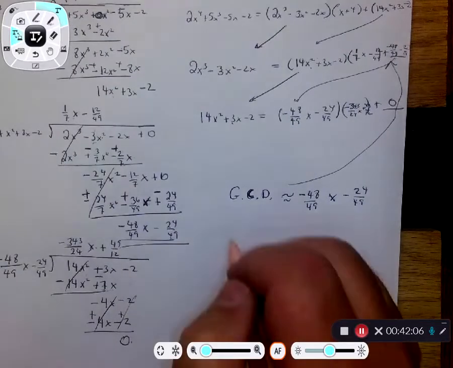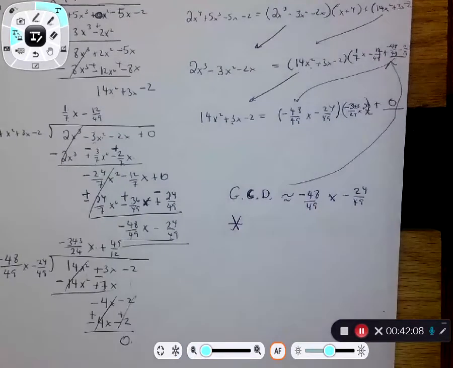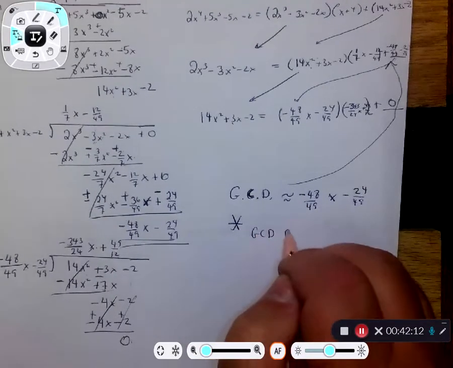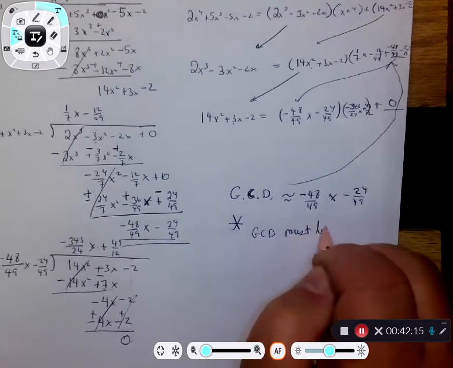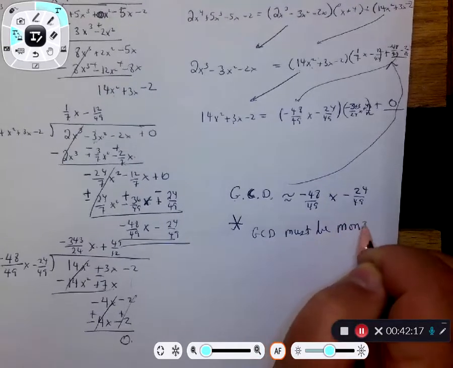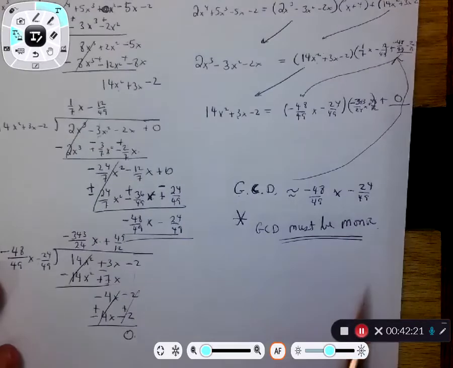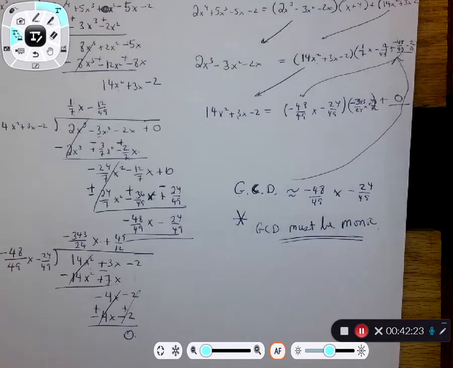But there's a problem. This is actually the wrong answer. Why? GCDs must be monic. What is monic? A monic polynomial is a polynomial with a leading coefficient of 1. So this isn't my answer. It's an associate to the answer.